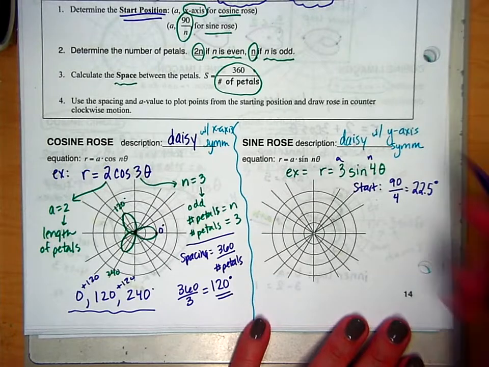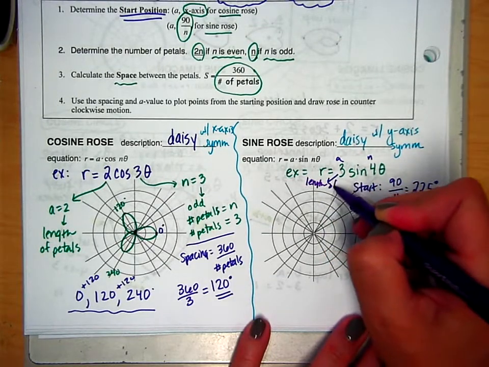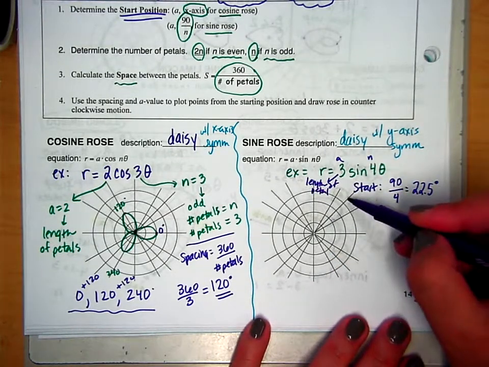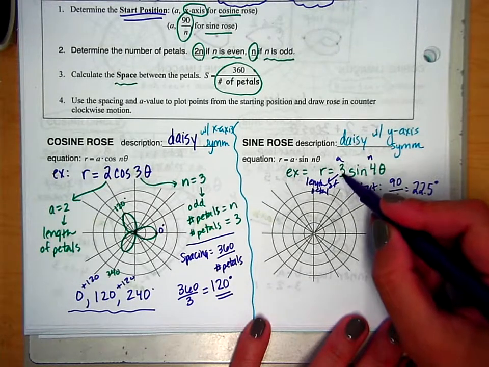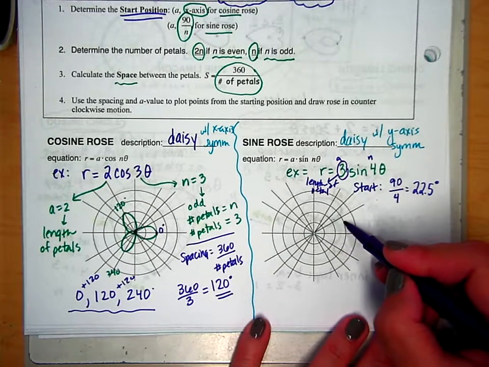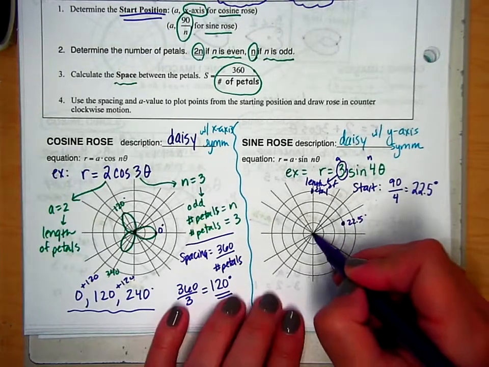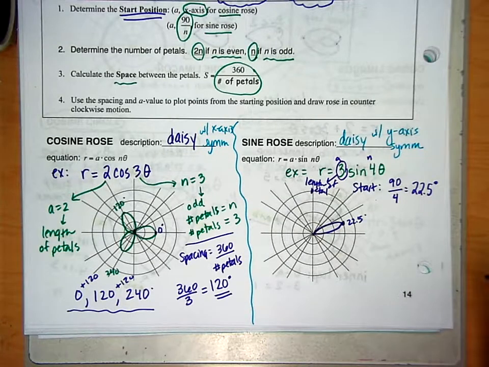So my starting position is going to be at 22.5 degrees. What's the length of my petal? 3. So I'm going to start at 22.5 degrees. Well, this is 45, this is 30, so it's somewhere less than 30. And I have to be a length of 3 for my petal. So 1, 2, 3, maybe about here. That'd be about 22.5 degrees. Okay, so there's my first petal. I made these ones skinnier because I know there's going to be more of them. All right, that was step 1.